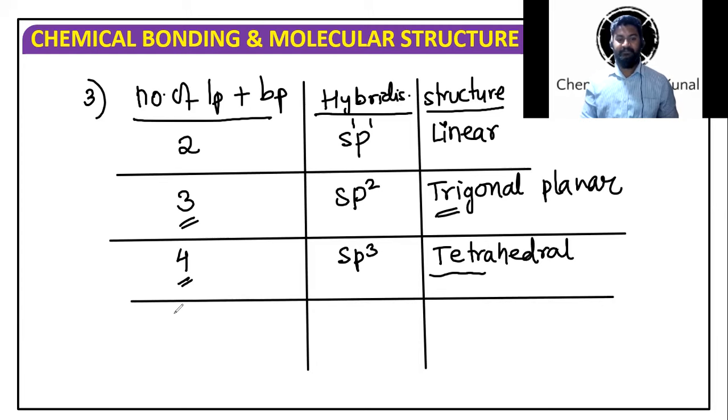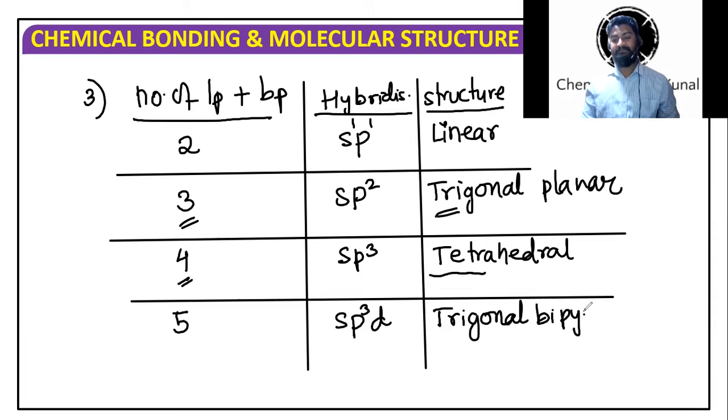Suppose you get it as 5. Well, in that case, could you guess the hybridization? S is 1, P is 3, D will be 1. SP3D. And the shape will be trigonal bipyramidal. Excellent. Trigonal bipyramidal. This will be the shape.